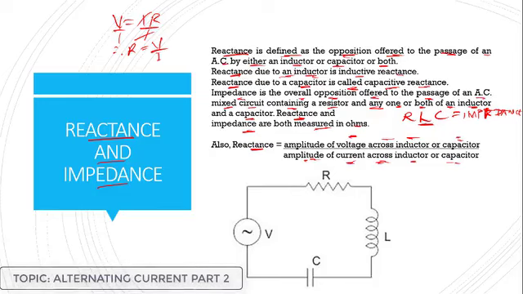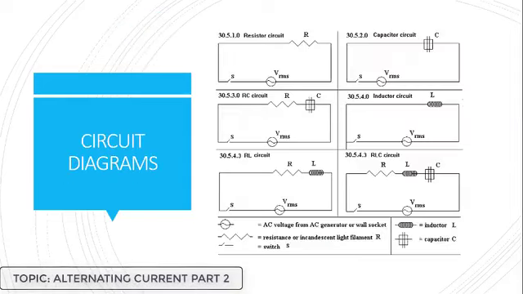This is a simple AC circuit showing a resistor, an inductor, a capacitor, and the voltage that has been applied across it. This is a full diagrammatical representation of how a resistor circuit looks like. This is a capacitor circuit. This is a resistor plus capacitor circuit. This is an inductor only circuit. This is a resistor plus inductor circuit. And this is the impedance, resistor, inductor, and capacitor circuit, where this sign shows the AC voltage from the AC generator or wall socket. And this shows the resistance or the incandescent light filament represented with R.